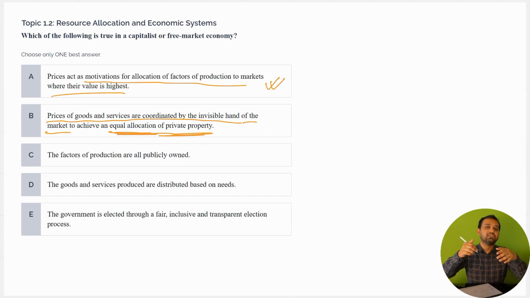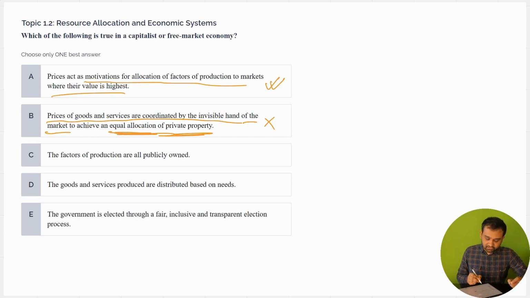Now, as you know, equal distribution of goods and services or even properties, that is something you would think may happen in a planned economy. Although in a planned economy, property rights are usually with the government. But in general, equal distribution is not something that happens in a free market or capitalist economy. So if you look at option B, it is full of the keywords or jargon that you would expect to be associated with a capitalist or free market economy. But if you read the lines carefully, you will see this cannot be the correct answer.